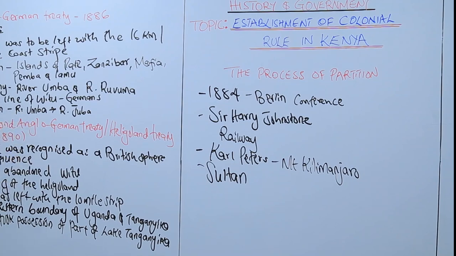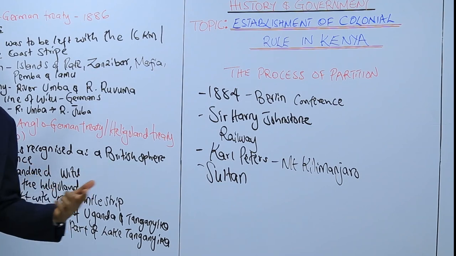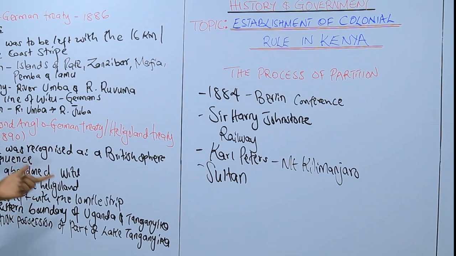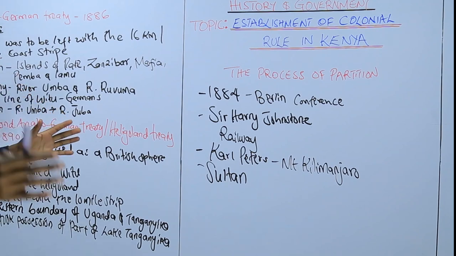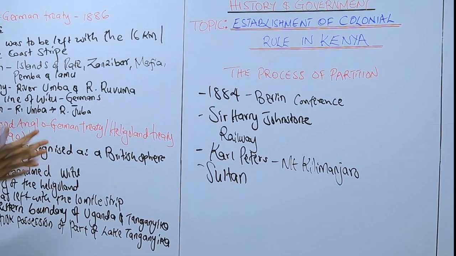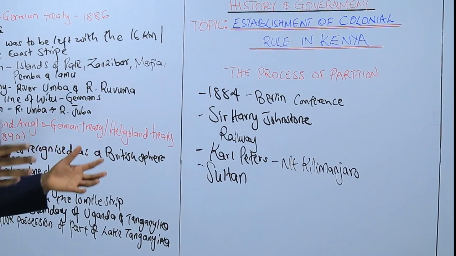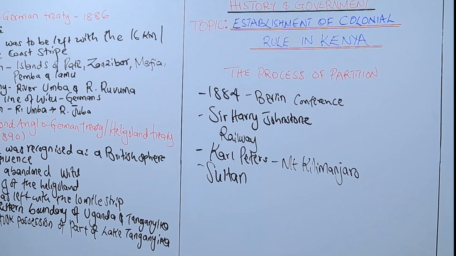So with these agreements, Uganda was declared part of the British sphere of influence. Now the British could control the whole area from the coast, almost 300 kilometers inside, and up to Uganda. Now that became part of the British sphere of influence. And finally, it was declared a British protectorate. So those are the events that led to Kenya becoming a colony of the British.